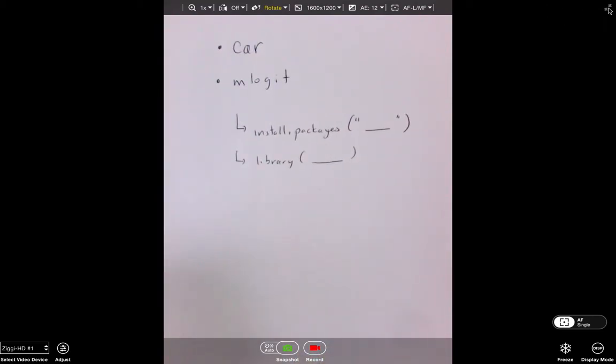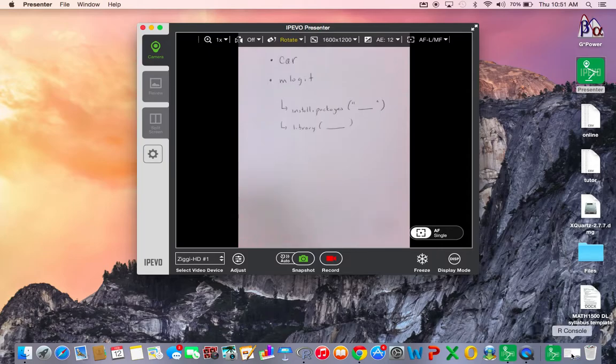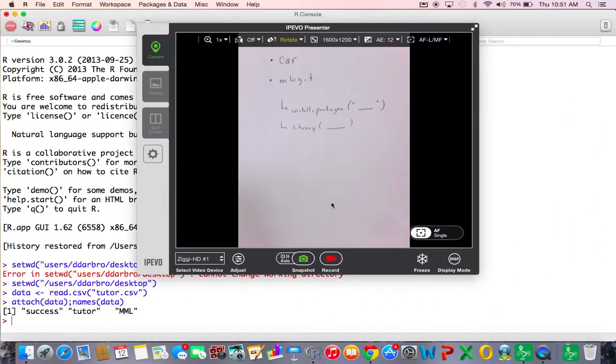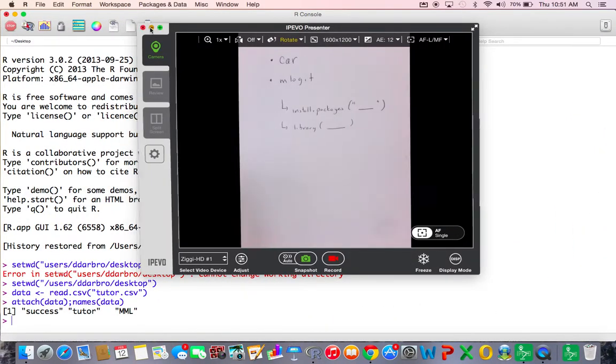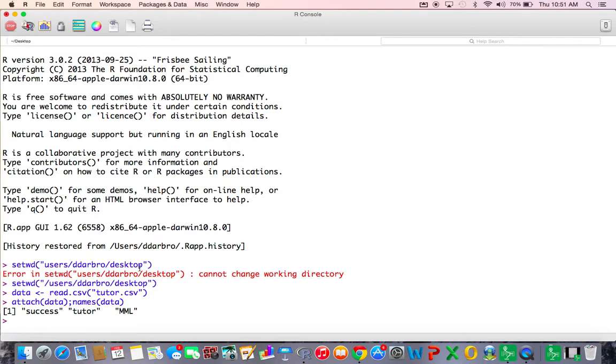All right, gang, let's go for it. I've got R already up and running. Okay, so what I've done here is set my working directory. I did it incorrectly at first, and I've just got my data frame called data in it. It's actually called tutor. I thought it was called something else.